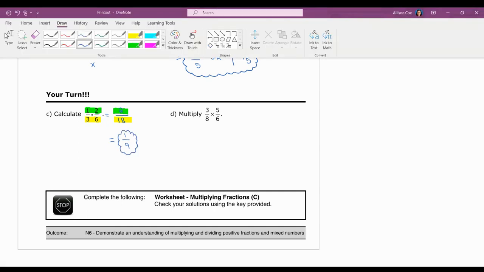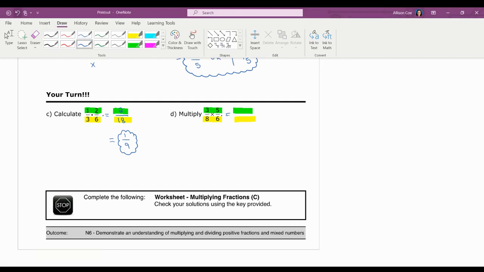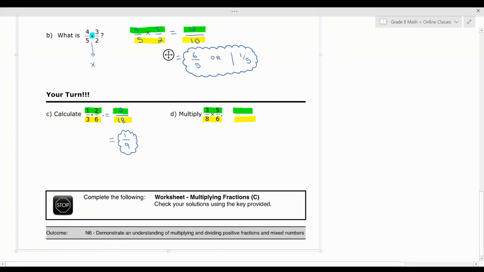And then the very last one, multiply 3/8 times 5/6. So top times top, bottom times bottom. You will get 15 over 48. All right, this is a proper fraction. The number on top is smaller than the number on the bottom, so I can't change that to a mixed number, but I'm going to think about, could I simplify it down? So I notice I can actually divide them both by 3. So I can divide 15 by 3, I will get 5. And if I divide 48 by 3, you would actually get 16. So I would want to say my final answer is 5/16.